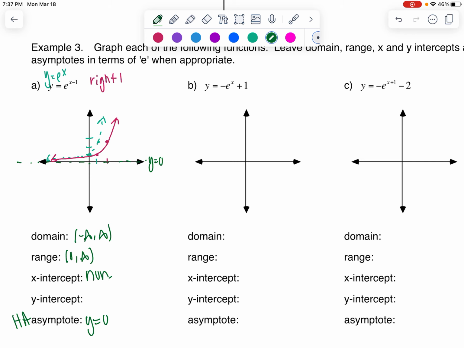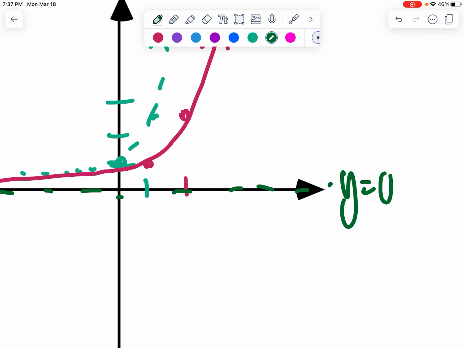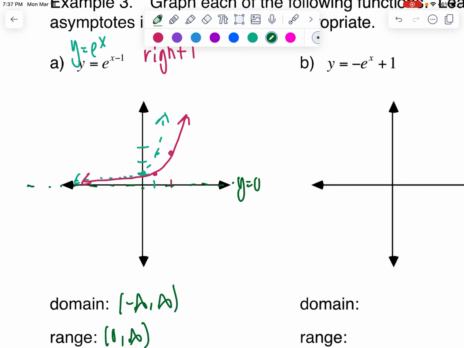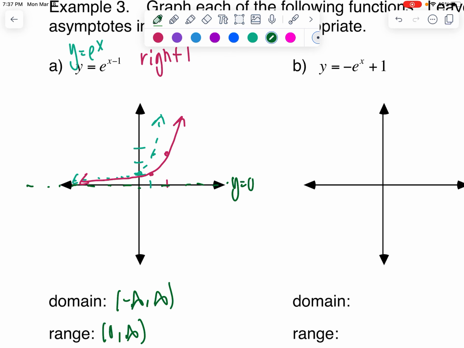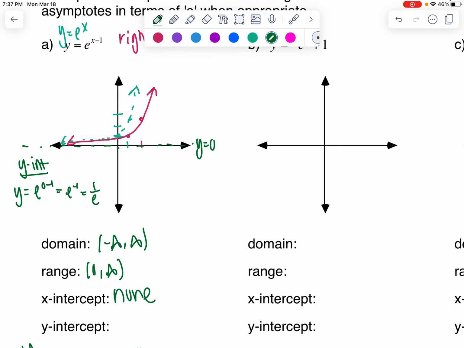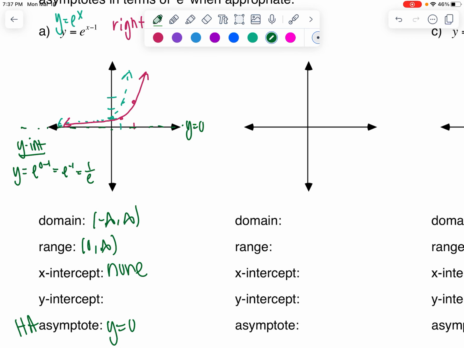There are no x-intercepts. And now for the y-intercept, I can't just say, okay, call it a day, let's say it's 0, 1. I cannot just assume that. This is where you're going to have to do some additional math. But you guys are smarty pants, so. Alright, again, plugging in 0 for x, I get e to the 0 minus 1. This becomes e to the negative 1 power. And I can turn that into a fraction of 1 over e. So your y-intercept is going to be 0, 1 over e.